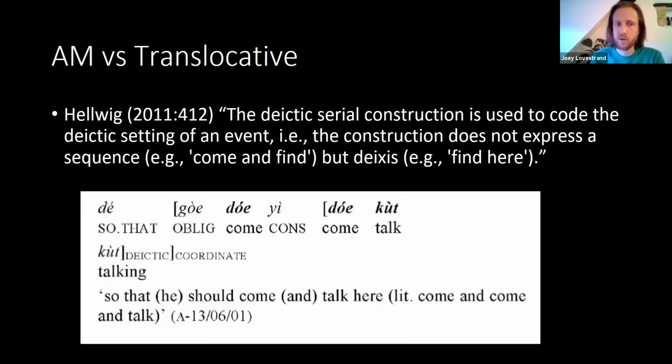We see a similar argument in Helvig's work on Gomai, in the 2011 grammar, that what's called a deictic serial construction is used to code the deictic setting of an event, and specifically says that it does not express a sequence such as come and find, but deixis find here. And the argument is based on examples like the one seen here, where we see in the subordinate clause that the subject comes, we see the verb come, and then the verb come followed by talk in the next clause. And the claim is that this kind of repetition shows that come talk is not actually saying the motion again, but must be some kind of deictic marker like here.